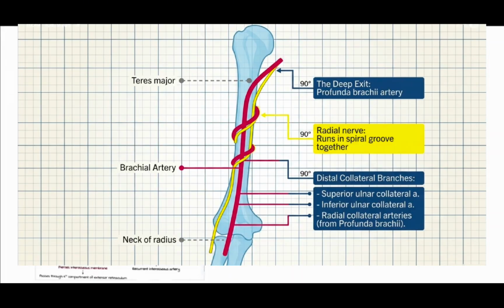Follow that major pipe running straight down. That is your brachial artery. But see that branch peeling off and diving backwards? That right there is the profunda brachii artery. It runs in the spiral groove of the humerus right alongside the radial nerve. Hamesha yaad rakhna. The profunda brachii and the radial nerve are travel buddies in that spiral groove.